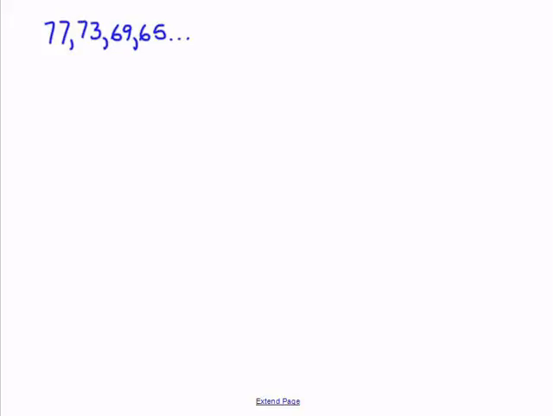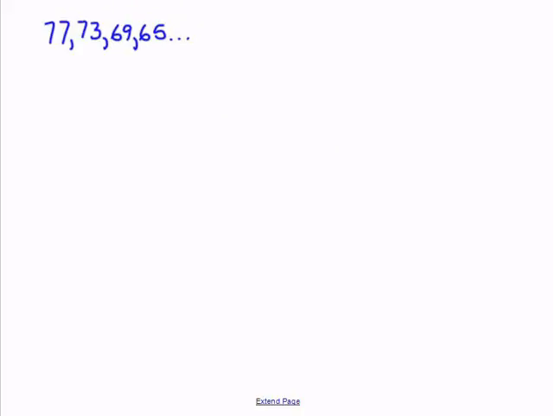All right, all you math lovers, here we go with an example of what we call a linear decreasing pattern. If we look at these numbers, 77, 73, 69, 65, they are decreasing. They're getting smaller. But the trick is they're getting smaller by the same amount, so that means they're linear. If we were to make a graph of these numbers, it would make a straight line going down.